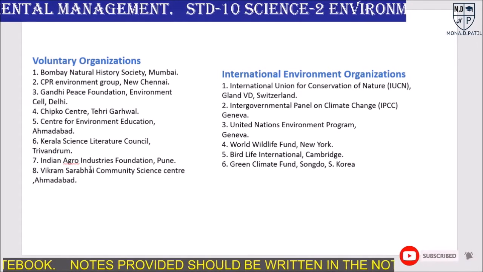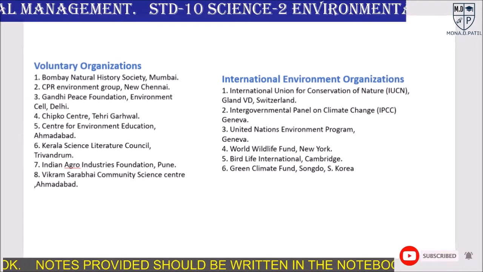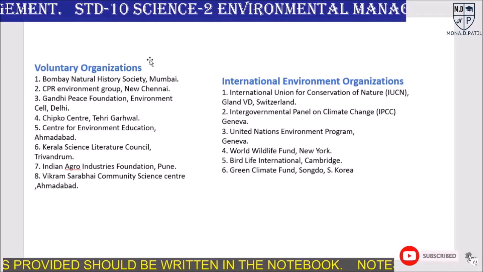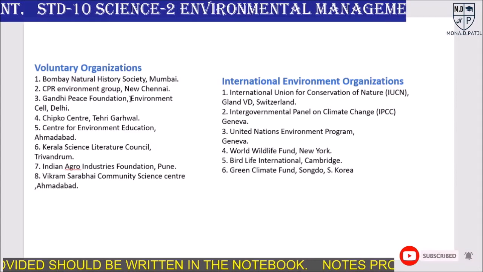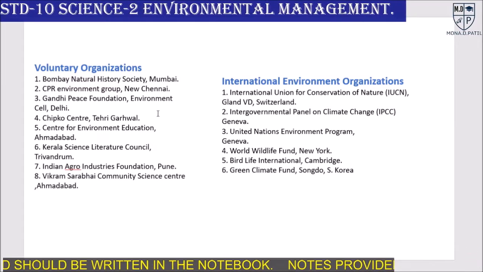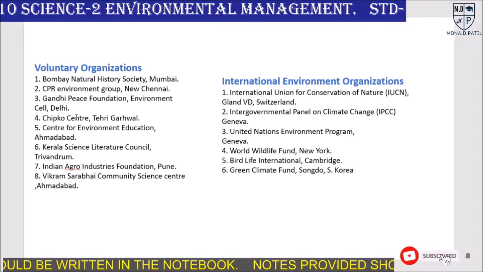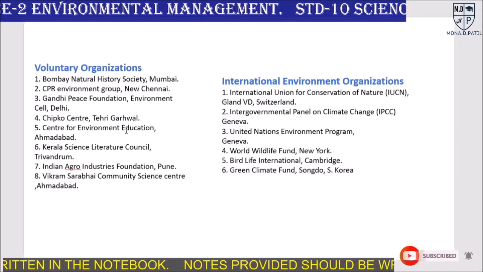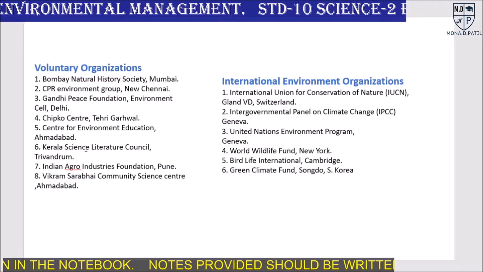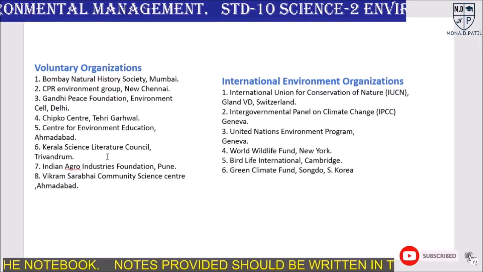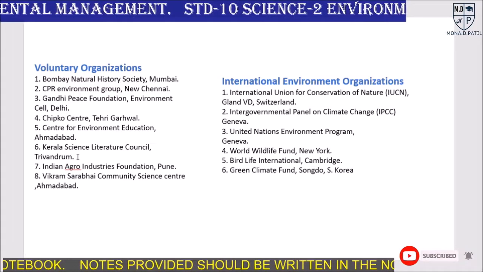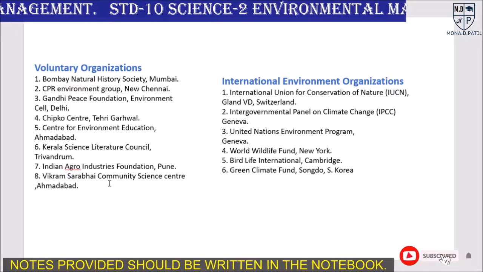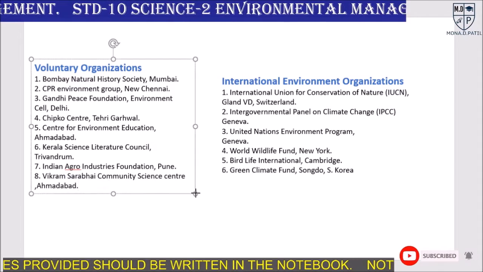Some voluntary organizations are given here, like Bombay Natural History Society, Mumbai; CPR Environment Group, Chennai; Gandhi Peace Foundation Environment Cell, Delhi; Chipko Center; TERI; Center for Environment Education, Ahmedabad; Kerala Science Literature Council in Trivandrum; and India Agro Industry Foundation, Pune; Vikram Sarabhai Community Science Center, Ahmedabad.